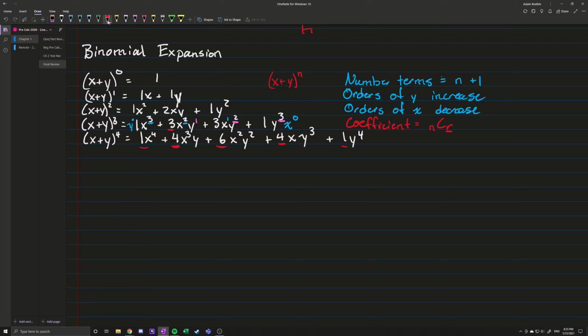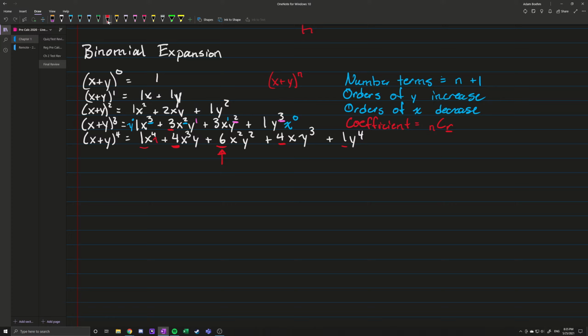Right, so if we're talking about this 6, right? This is the third term of the fourth expansion, but we remember we always start at 0. So 0 plus 3, sorry, how should I explain this?